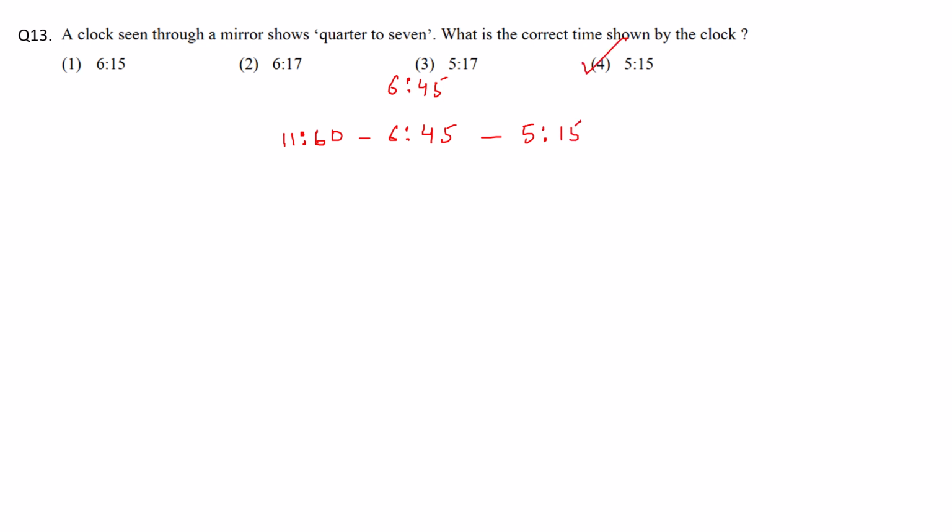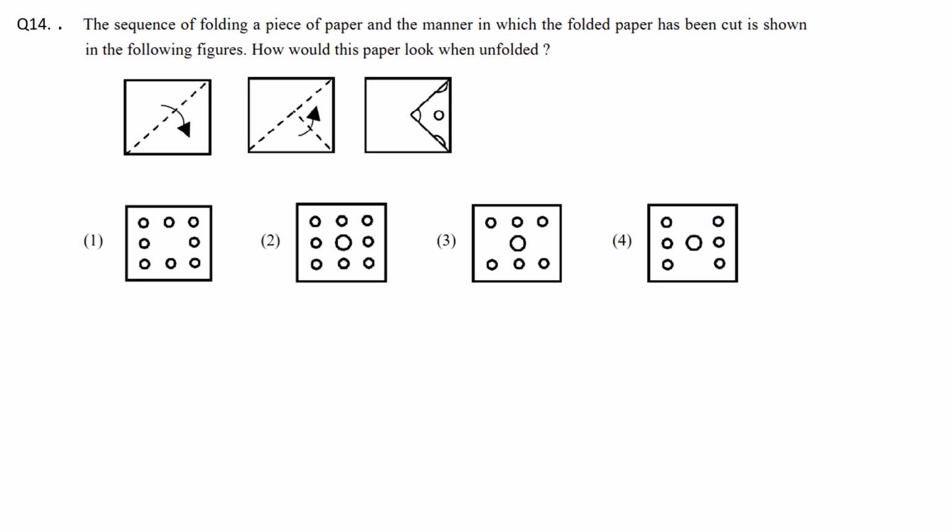So please remember this whenever you have to find the mirror image. First thing, you have to check whether it is in 12-hour format or 24-hour format. If the time is given in 24-hour format, convert it to 12-hour format and then subtract from 11:60. 11:60 means 1 hour. So you have to go 1 hour back. Now moving to question number 14.